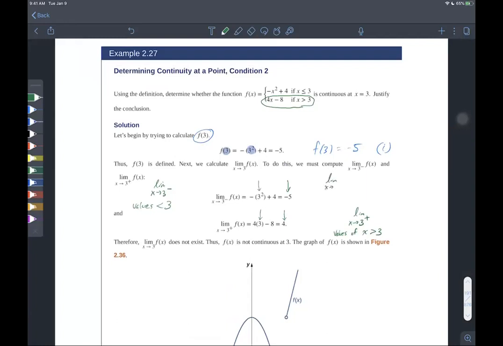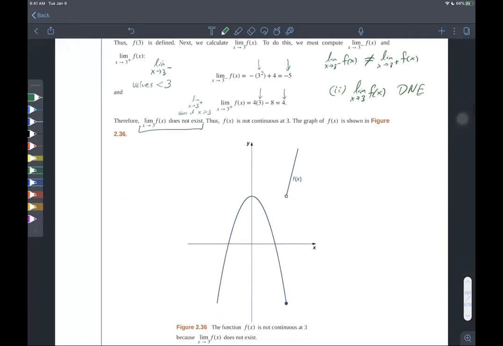So notice that the limit as x approaches 3 from the left of f of x is not equal to the limit as x approaches 3 from the right of f of x. Since these two are not equal, we have said in a previous section that this is equivalent to the double-sided limit of f of x as x approaches 3 not existing. So since this does not exist, requirement 2 is not satisfied. Thus, f of x is not continuous at 3.